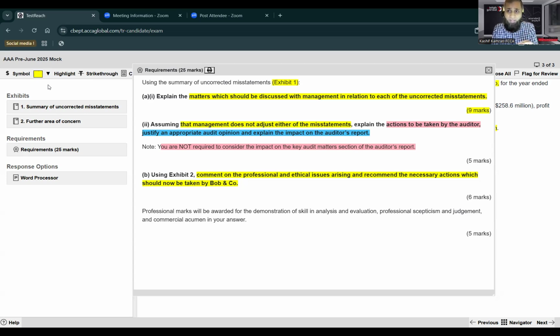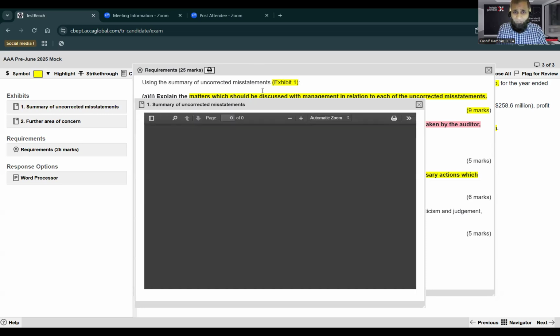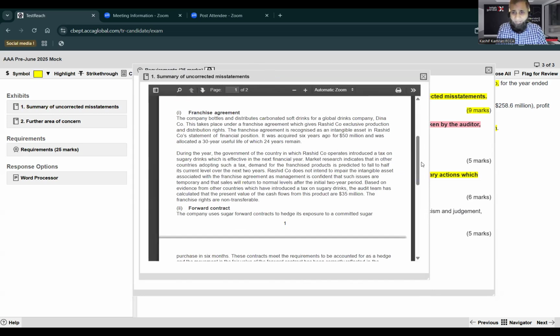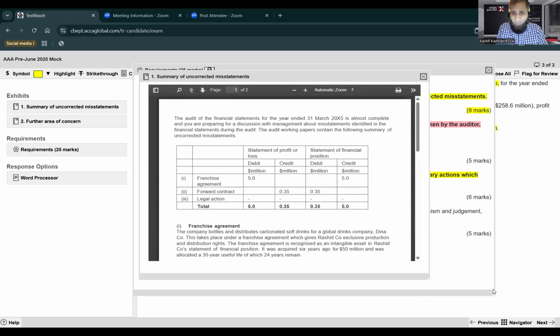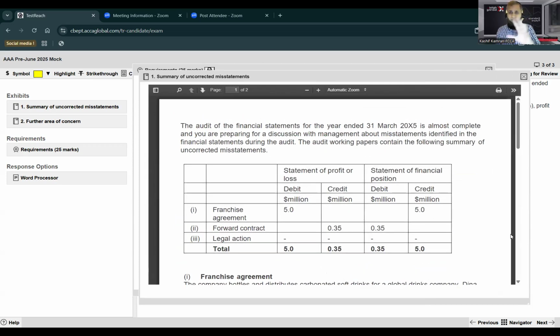Even though the majority of them did well, there is some lesson for you to learn, which I would like to show you. Look at this first thing. Summary of the uncorrected misstatement. How many times in the class have we done a question like this where a schedule of uncorrected misstatements is given? You cannot say no. Plenty of times we've done a question like this. What happens with students, I don't understand. It says the audit of the financial statements for 31st of March is almost complete, and you are preparing for a discussion with the management about misstatements identified in the financial statement audit.